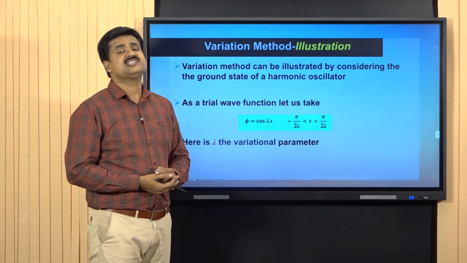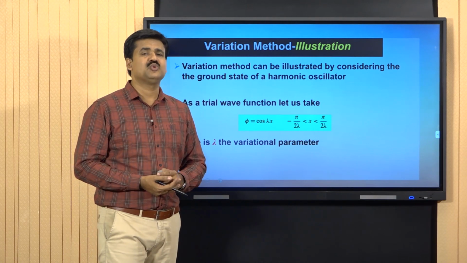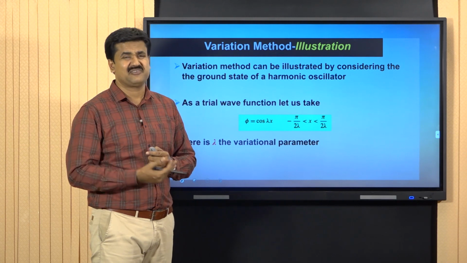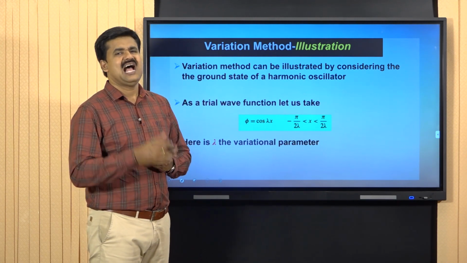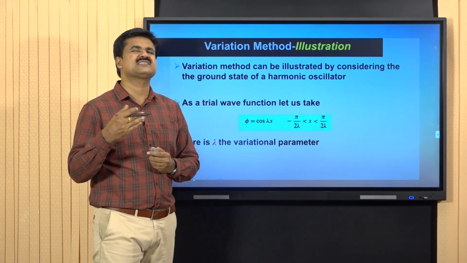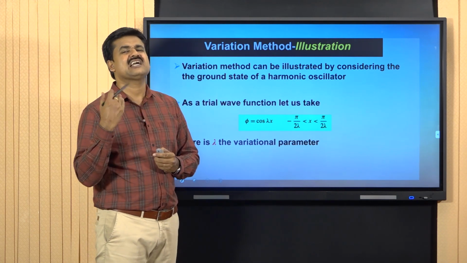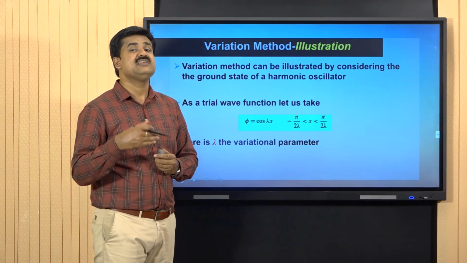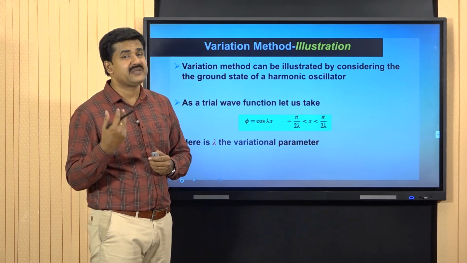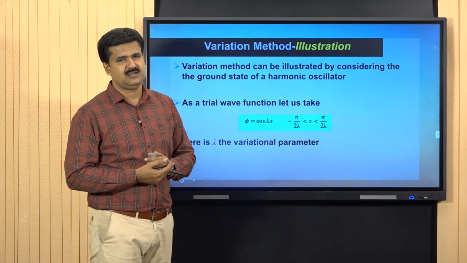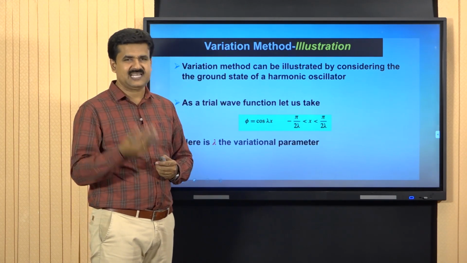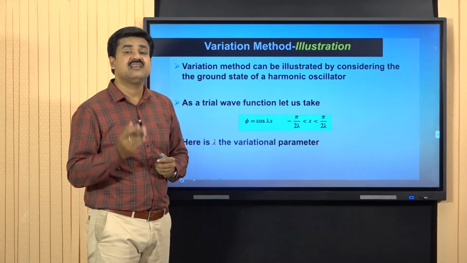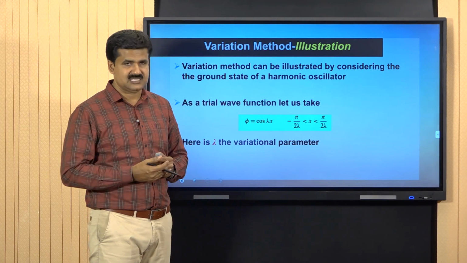It should be noted that in order to illustrate the variation method, we first must have a trial wave function. The trial wave function is constructed based on some logic, and the energy calculated using the trial wave function is termed E phi. And E phi must always be greater than or equal to E0, that is the variation principle. So here we are going to take the harmonic oscillator as a problem to illustrate the variation method.